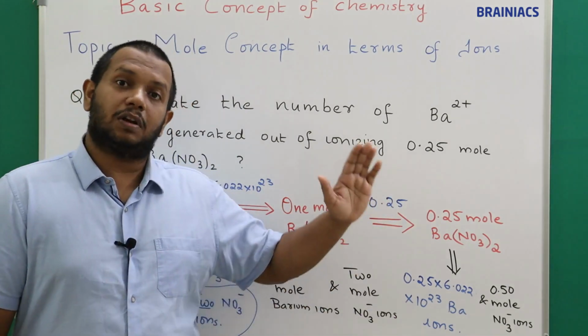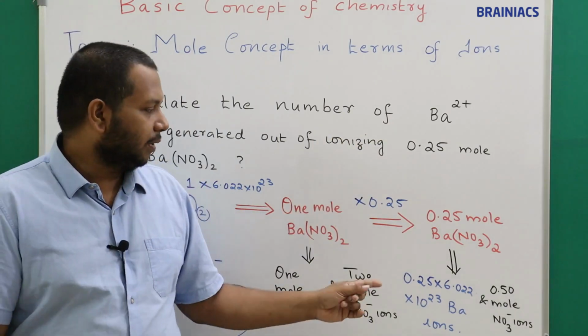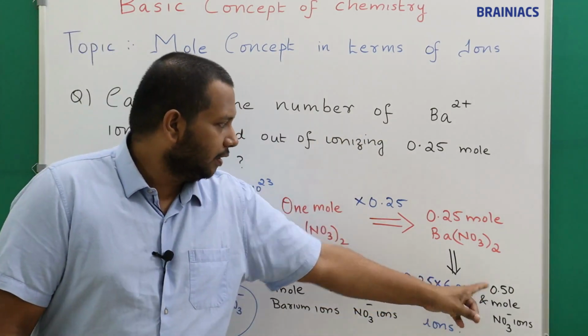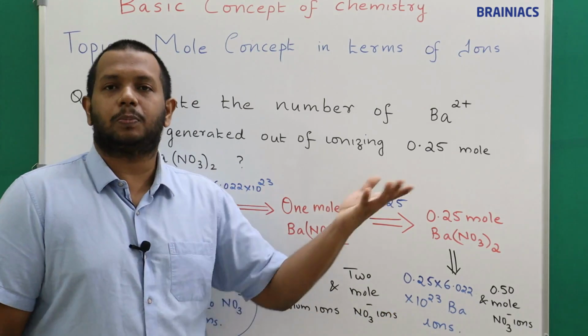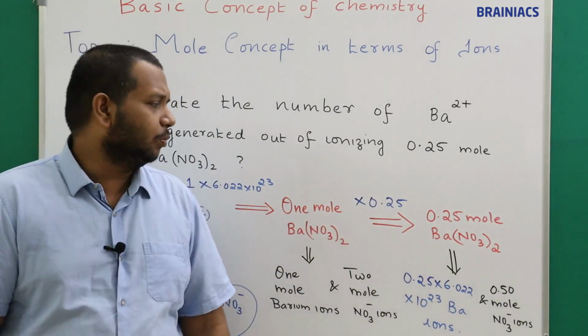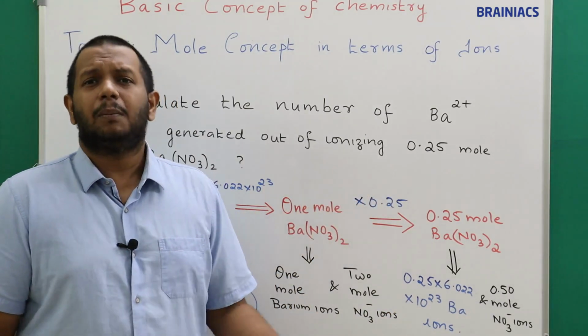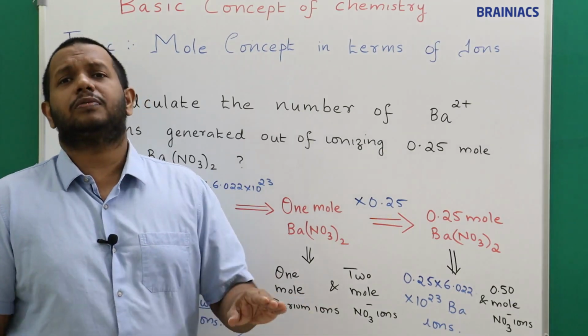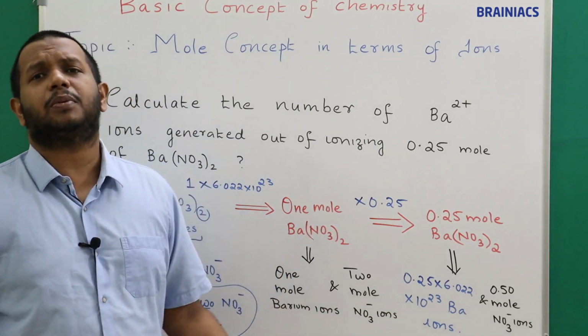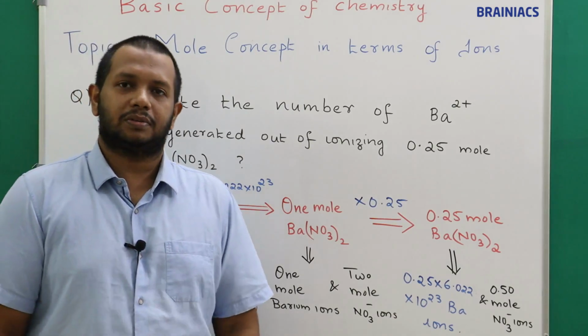Or they can ask to calculate the total number of ions. Total number means how much it will become? 0.50. This one is 0.25. So 0.50 plus 0.25 is how much? Tell me. 0.75. So that is 0.75 into 6.022 into 10 power 23 total number of ions.